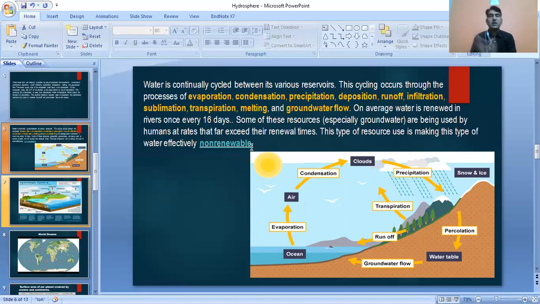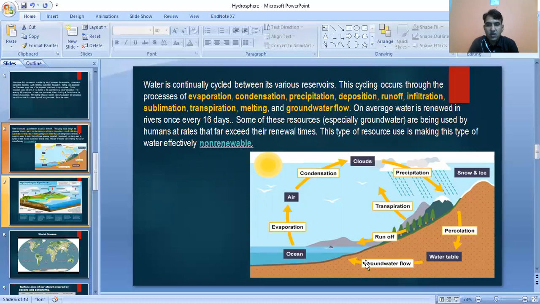It's always been. So in this case, when we compare what we require and what is being supplied of water, the use has been exceeding the supply. So in this case, the water becomes a non-renewable resource. So we need to be more careful and more conscious in the consumption and the use of water. So this is the conceptual framework of the hydrological cycle.